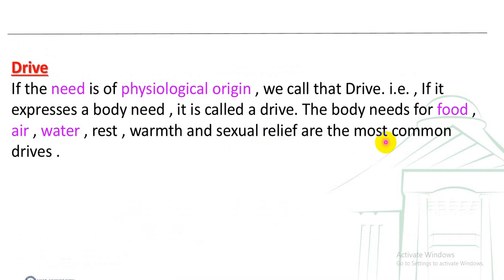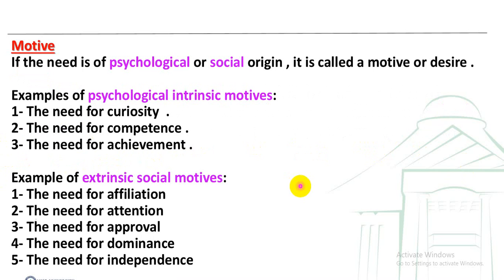And what about drive? Drive is a sort of need, but it is characterized by a physiological base or origin. It is also referred to as a body need, and we have some common drives such as the need for water, rest, warmth, and so on. Then we covered motives. A motive is a need, but characterized by psychological or social origin. We have psychological intrinsic motives, such as the need for curiosity, competence, achievement, and extrinsic social motives.